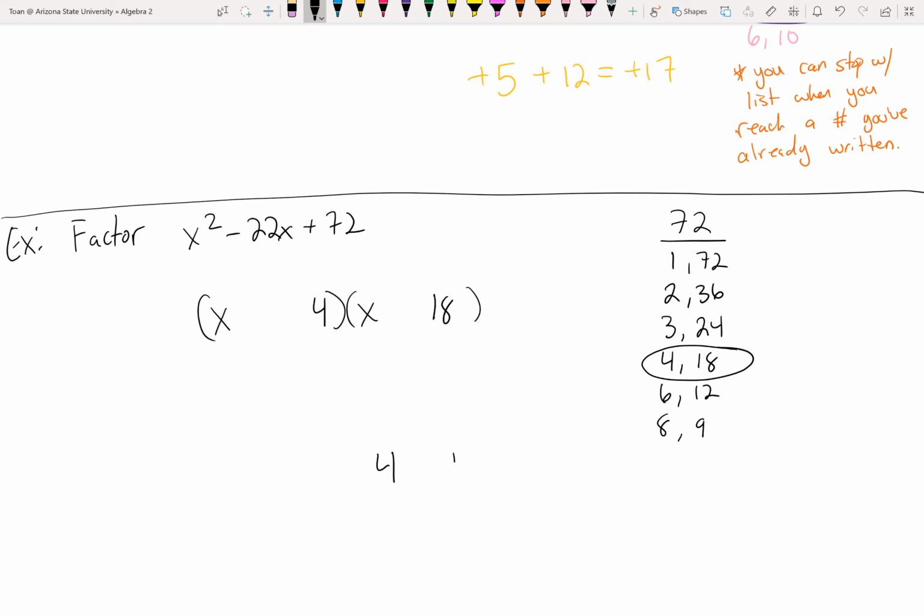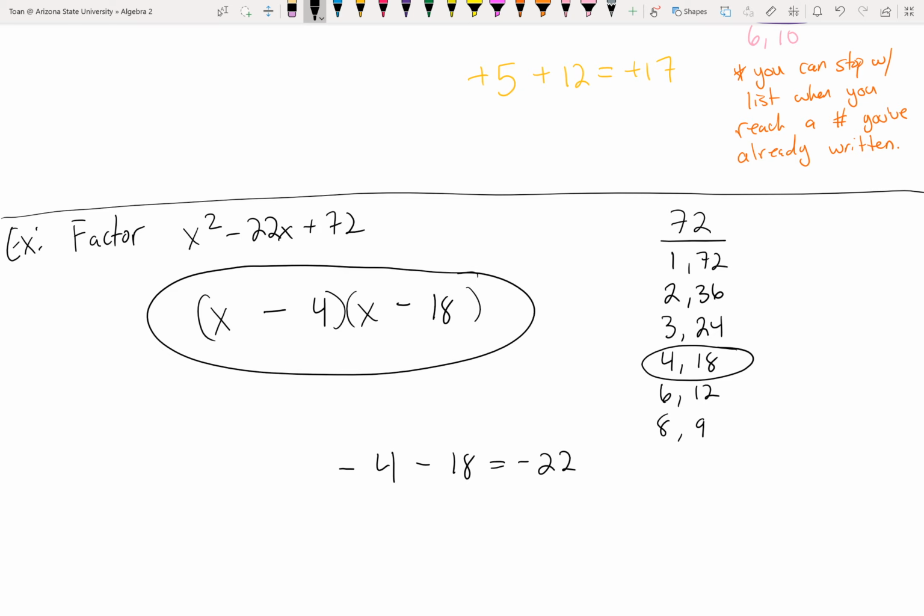Now I'll put the 4 and the 18 by itself equals, and it has to equal the symbol. In this case, it has to equal negative 22. So all you have to do is play with the pluses and minuses. Plus and minus, minus and plus, guess and check. Make sure you put the positives and negatives so that this is a true statement. In this instance, they should both be negative because a negative 4 with a minus 18 makes a negative 22. So this is the factored form.